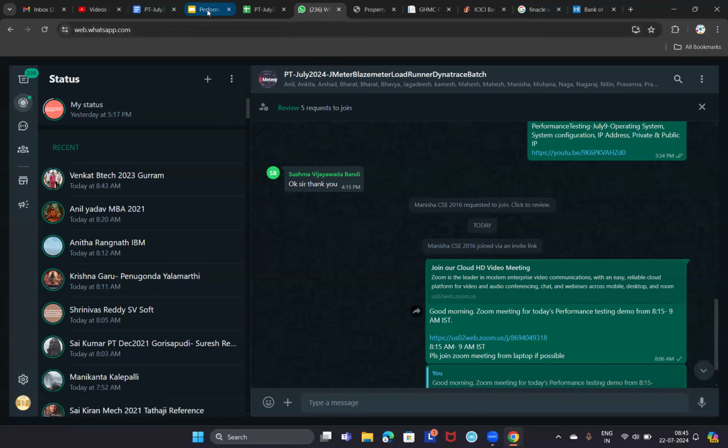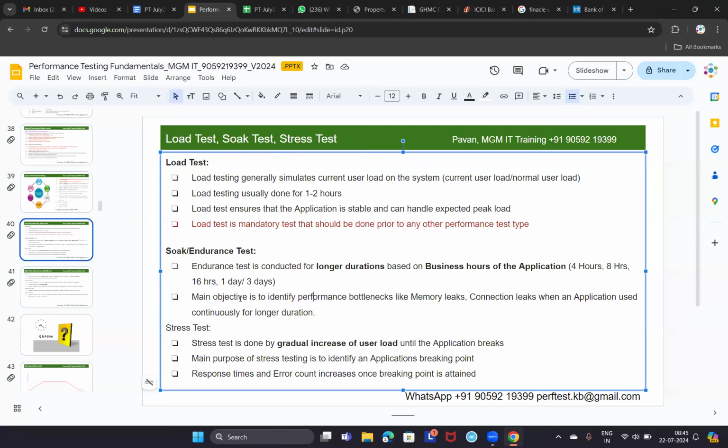Okay, so now coming back to this. The main objective of soak testing is to identify performance bottlenecks like memory leak and connection leak when an application is used continuously for a longer duration. See, each type of testing has a different purpose. For example, the main objective of load testing is to ensure that the application is stable and can handle expected peak load for a shorter duration, whereas the main objective of a soak test is to identify any performance bottlenecks like memory leaks and connection leaks.